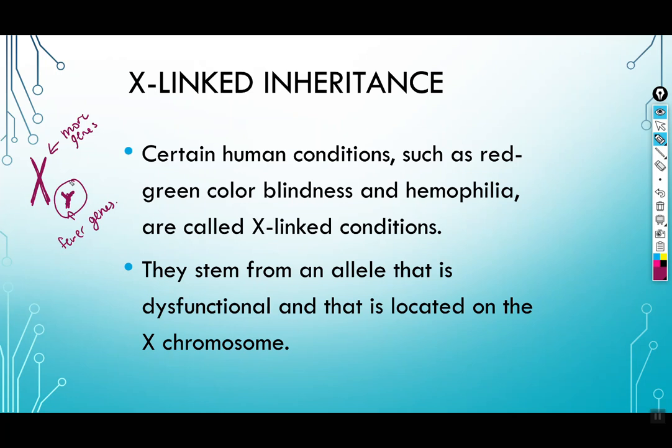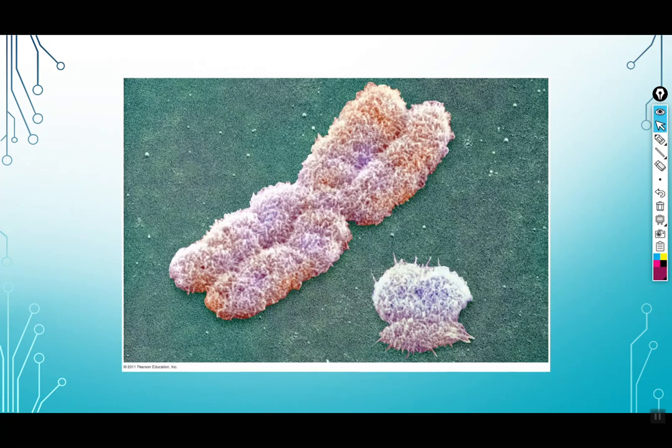So certain human conditions, and here's just a couple examples. So we have red-green color blindness, which is far more common in males than in females, and hemophilia are called X-linked because they stem from an allele that is dysfunctional and that is located on the X chromosome in particular. So here is the X and Y chromosome respectively. You can see that the Y chromosome is very diminished compared with the X. So not only is it gene poor, but it's really, really little. It's very small.